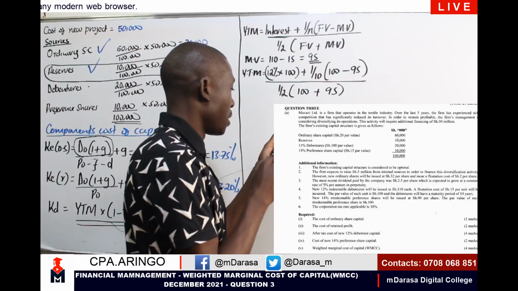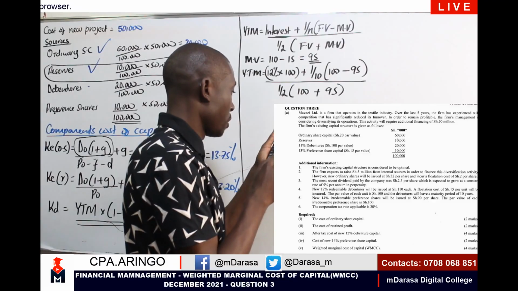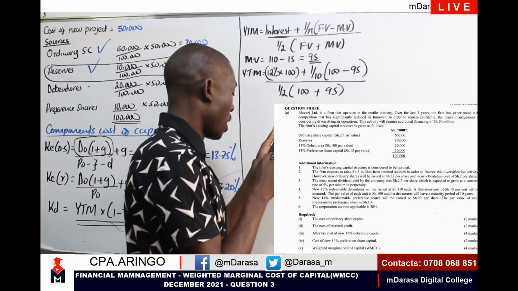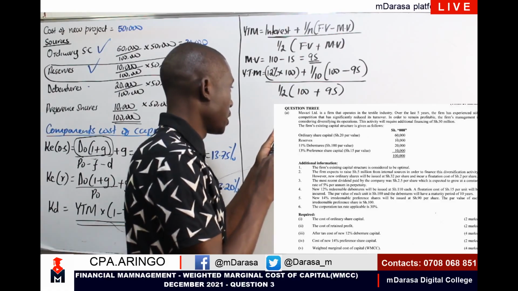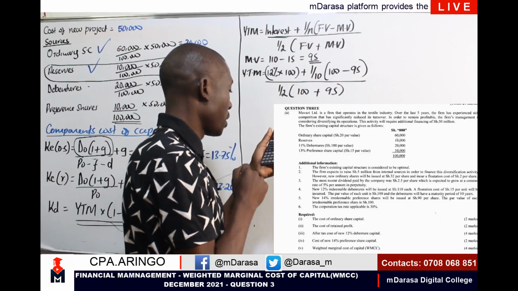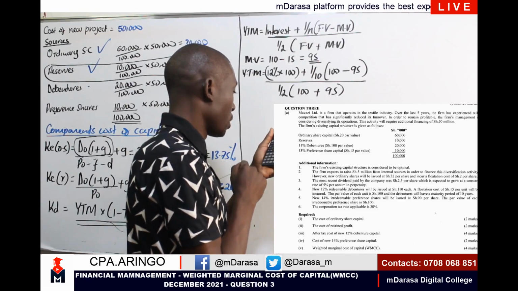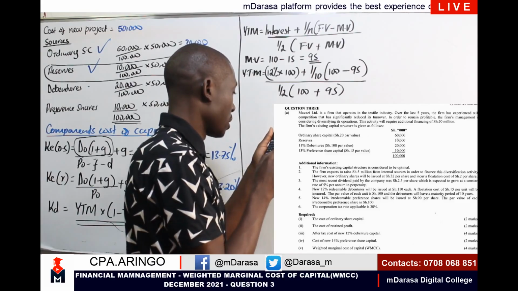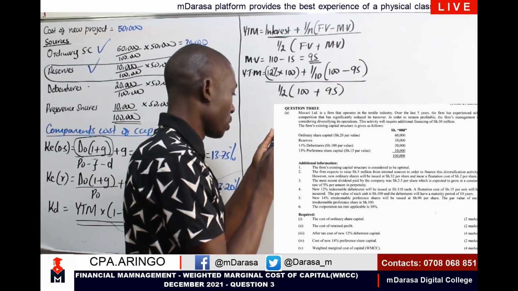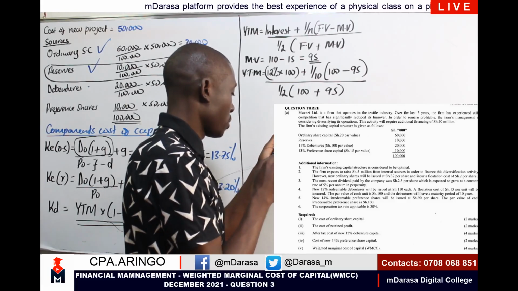Answer, I divide by, I open my bracket, a half times 195, right? If we sum it up. So basically that should give me a figure of, just a moment here, I've messed it up. So we start again.